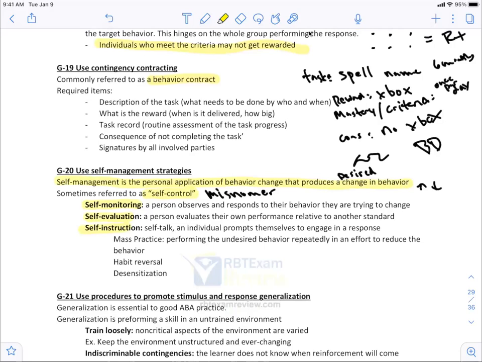And then you're going to evaluate your own performance relative to a standard. So you are trying to reach 30 minutes a day for 7 days straight. You look at your monitoring chart, you only hit 5 days. Now it's on you to evaluate yourself. How can you stay motivated? Well, through self-talk, individual prompts.